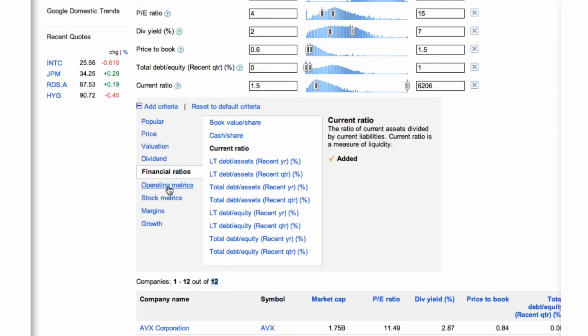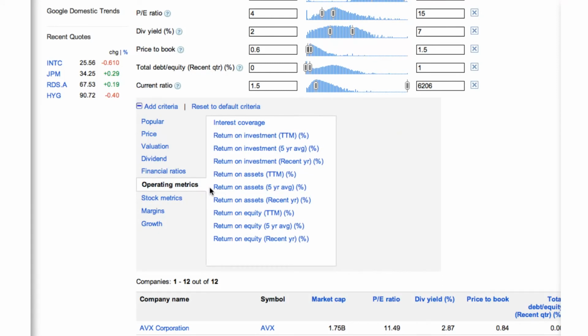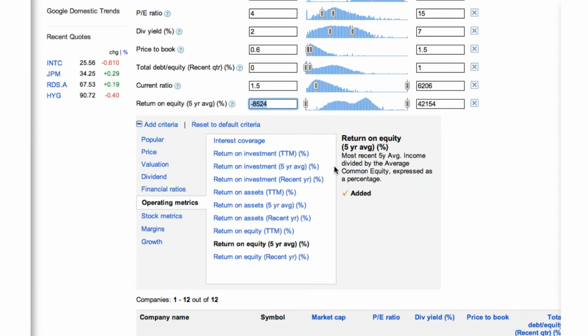So let's go to the next tab here, some operating metrics. And as you know, I'm a huge fan of return on equity. So return on equity 5-year average, that's something I would really like to see, because that's going to show me a company that has consistently been able to reinvest their money, and they've been able to do it over a long period of time. So that's something we're looking for here. Let's go ahead and put in about 7%. Anything above 5% is something I'd be interested in seeing, but 7% would be awesome, anything above 7%. So we're going to put that in.